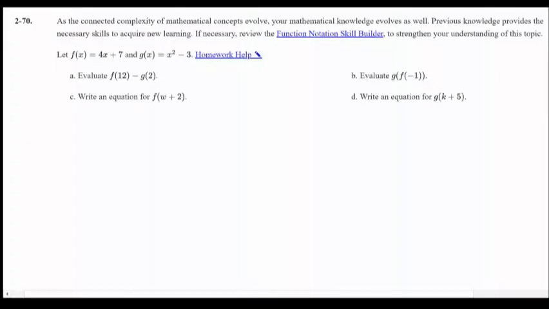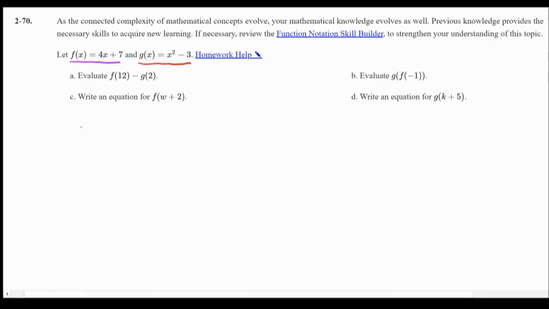Here we are asked to do a couple different things. So we're going to be using two different functions to help us answer or evaluate these questions. First of all, we have f of x equals 4x plus 7, and then we have g of x equals x squared minus 3. So the first one says evaluate f of 12 minus g of 2.